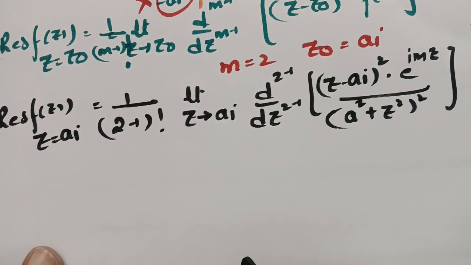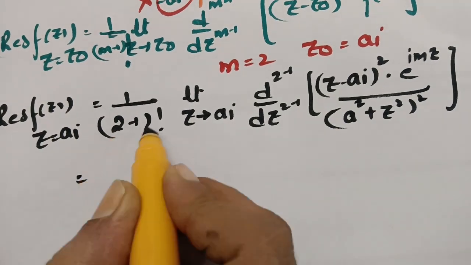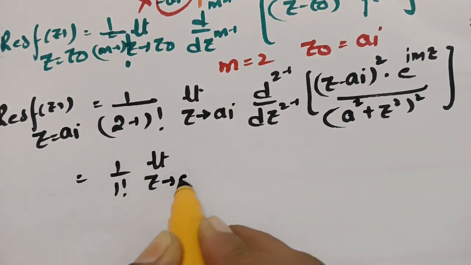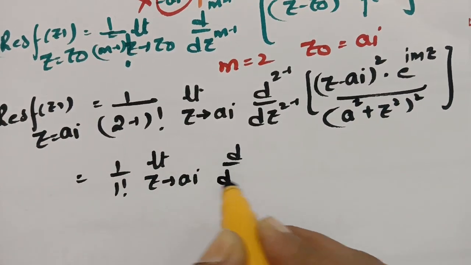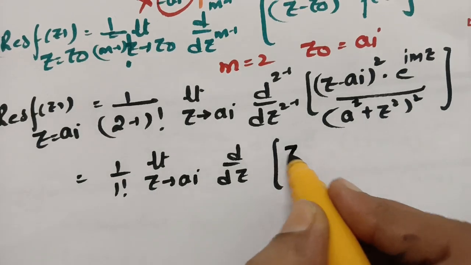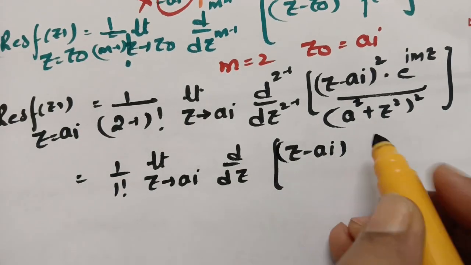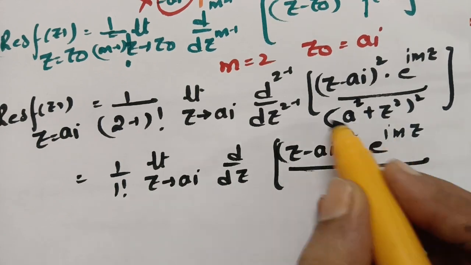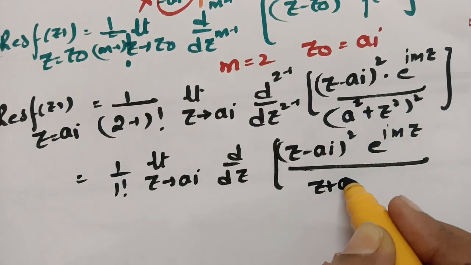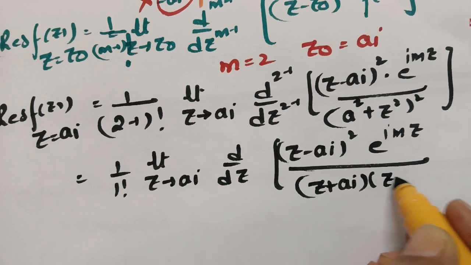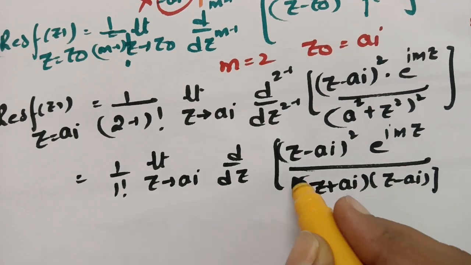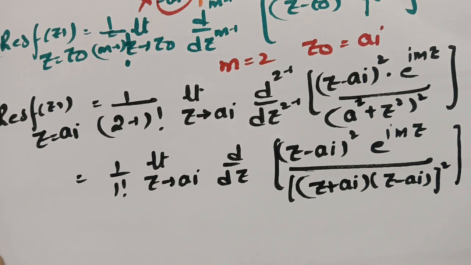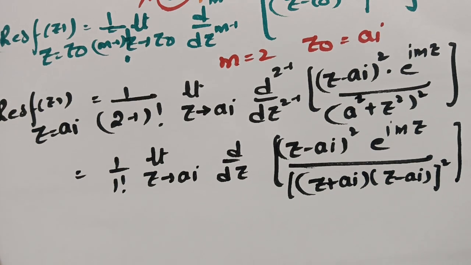And now we have to solve this one. So 2 minus 1 factorial is again 1 factorial. This value is limit z tends to ai of d by dz of z minus ai whole square e power imz by, and this is nothing but z plus ai into z minus ai whole square. So this is whole square. Now I can cancel this one.